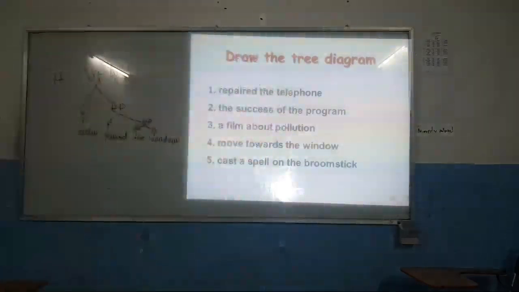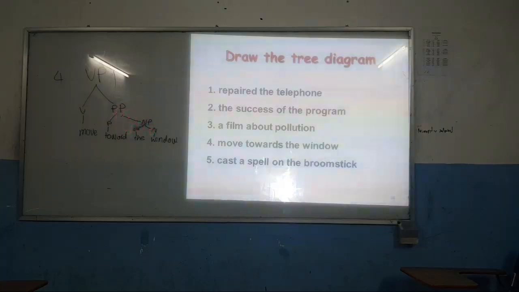Okay, so this is number 4, right? Let's check the answer. So this is a verb phrase. We just start with "move." Move is a verb. Then preposition, determiner, and "window" is a noun. So we get a noun phrase, we get a preposition. So all of them are a prepositional phrase: preposition plus noun phrase. Yes, very good.